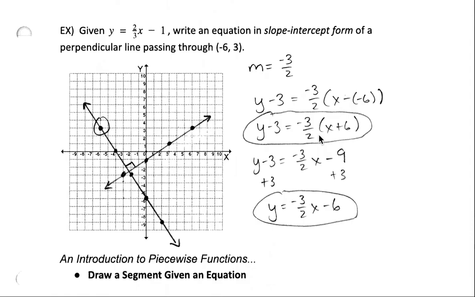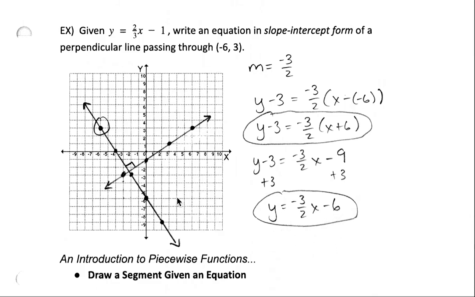Distribute on the right, -3/2 times x is -3/2x. -3/2 times 6 is -3 times 6, which is -18, divided by 2 is -9. Last step, add 3 to both sides, and we get -9 plus 3 is -6. So there's our final equation.